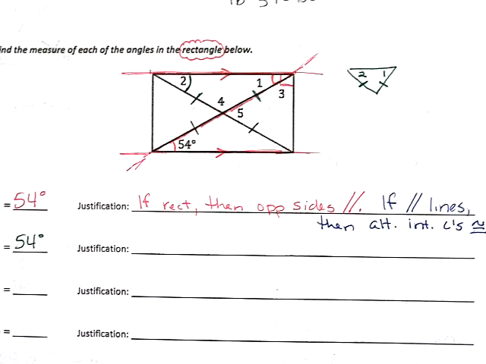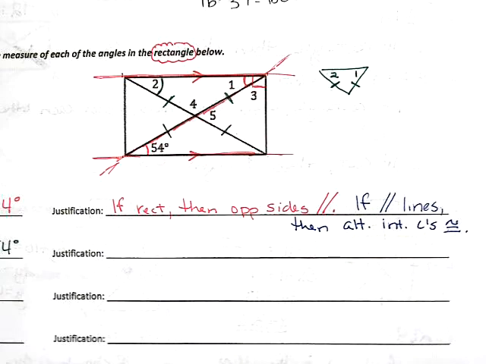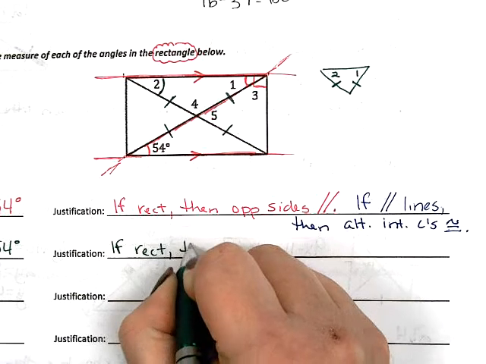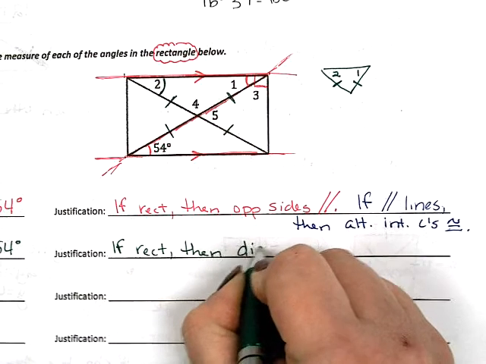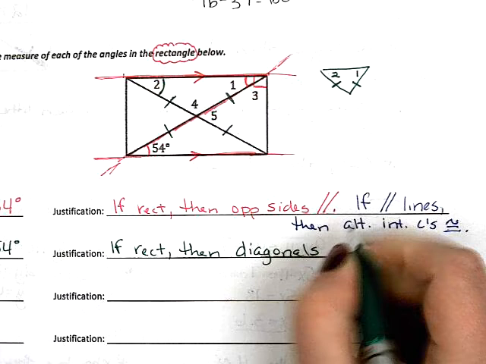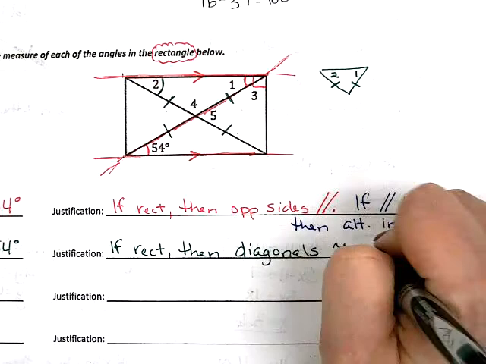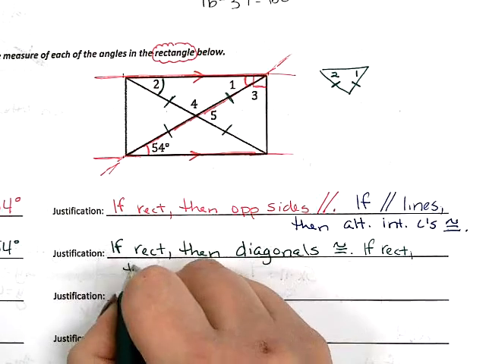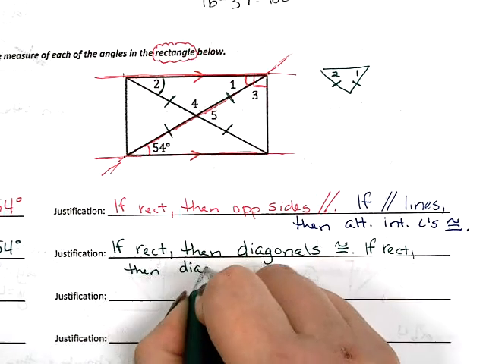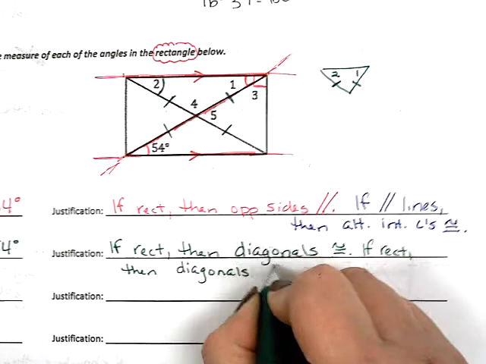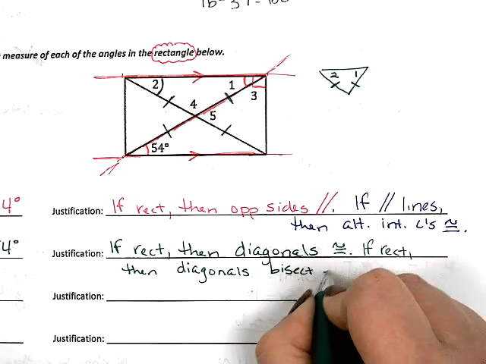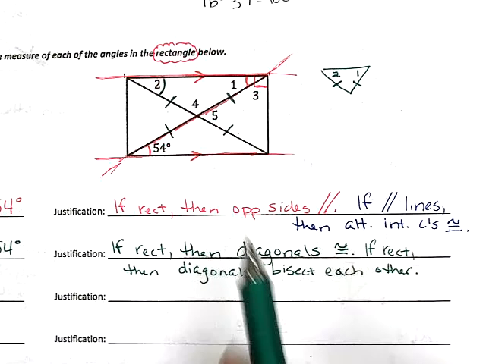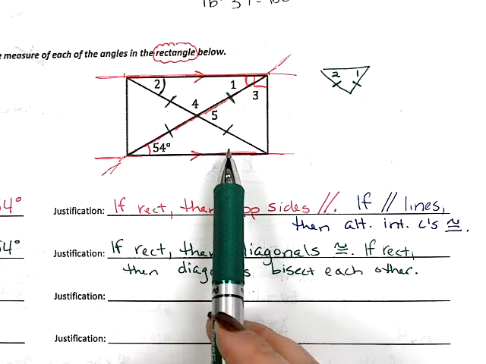Okay. The main thing that we are pulling for that justification is if rectangle, then diagonals congruent, and then we also know that if it's a rectangle, diagonals bisect each other. Okay, that's why we were able to then get that each of these pieces were congruent.